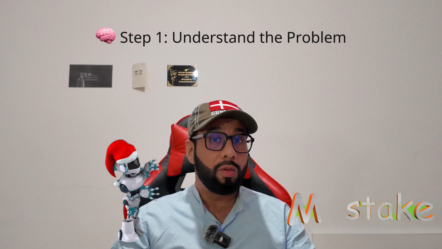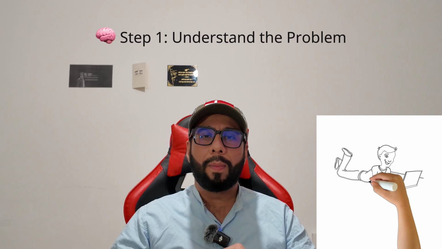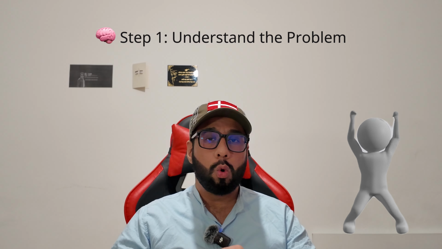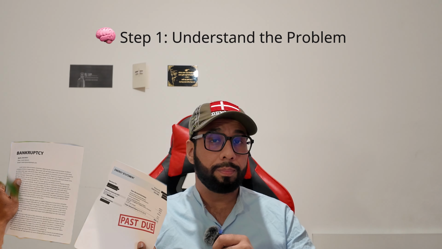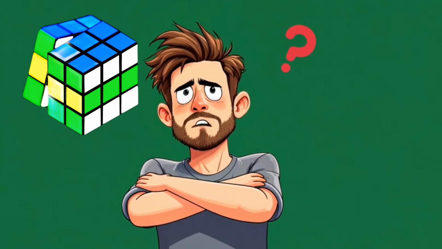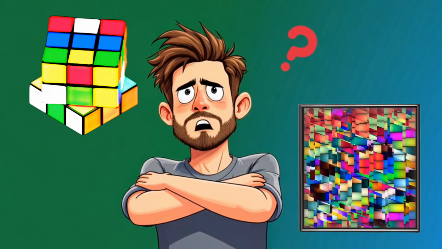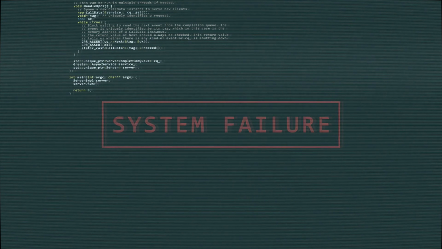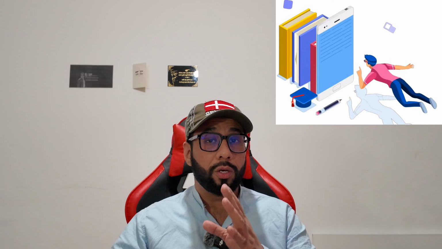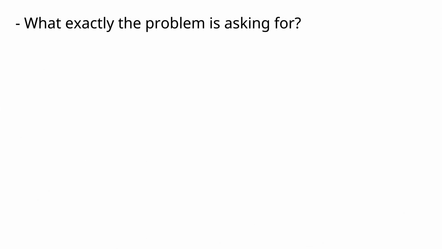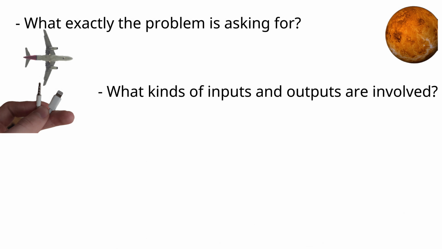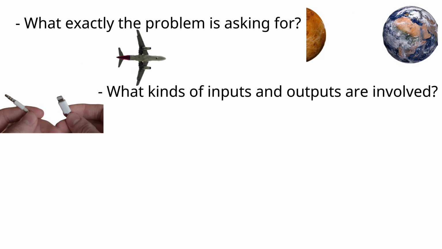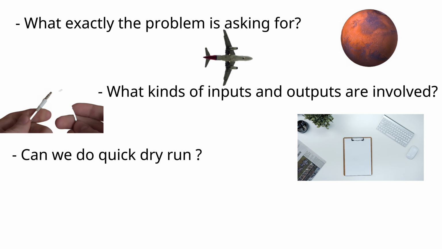A common mistake we beginners make is we learn a new programming language and directly jump into coding without fully understanding the problem. But that's like trying to solve a puzzle without even looking at the picture on the box. You might make progress, but you will probably end up solving the wrong thing or missing parts. Before you write code, pause and ask yourself, what exactly is the problem asking for? What kind of inputs and outputs are involved? Can we do a quick dry run, either in our head or on paper?